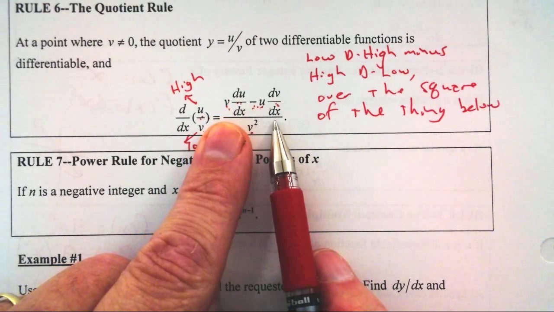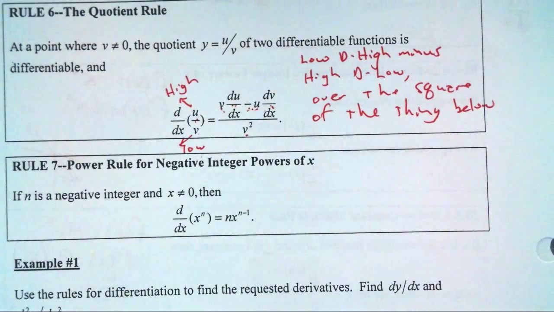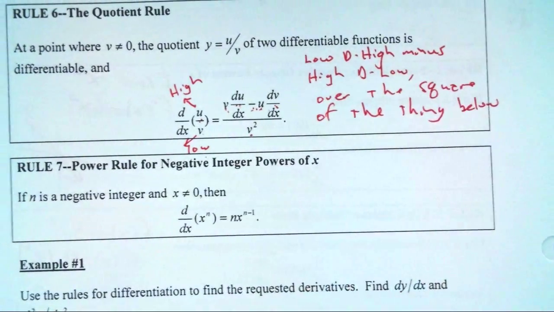Yeah, a minus b isn't the same as b minus a, is it? Product rule, just so long as you don't go derivative of first times derivative of second plus just plain first, just plain second. So long as you got one of the derivatives in each one, you're fine. So low d high minus high d low over the square of the thing below.